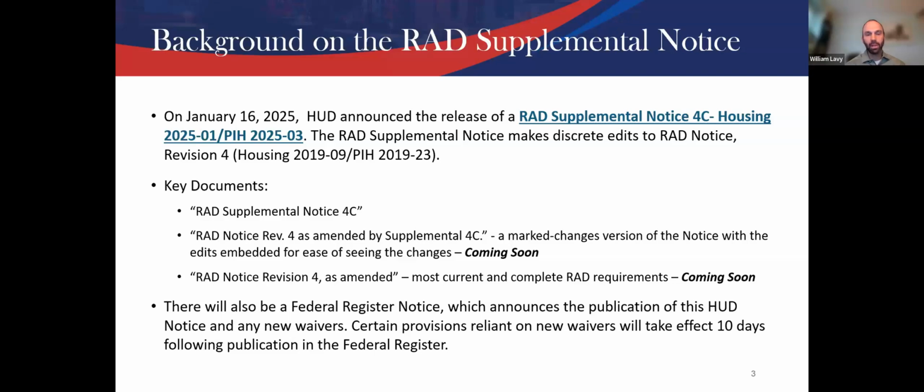HUD will also, within the next few days, hopefully, publish a notice in the Federal Register. This is what we do with every publication of a RAD notice. It's technically necessary in order to announce that we've published this HUD notice, as well as to announce any new waivers. Because there are a few provisions in the RAD supplemental notice that are reliant on new waivers or alternative requirements, there are some provisions that will have to wait until 10 days after the publication of the Federal Register notice. Those are going to be noted as we go through the slide deck.